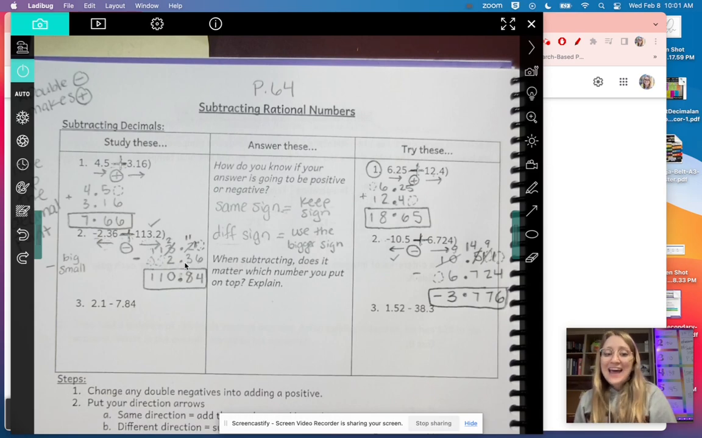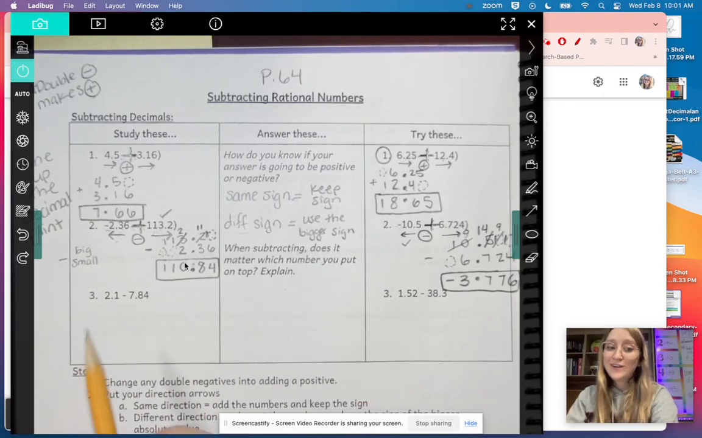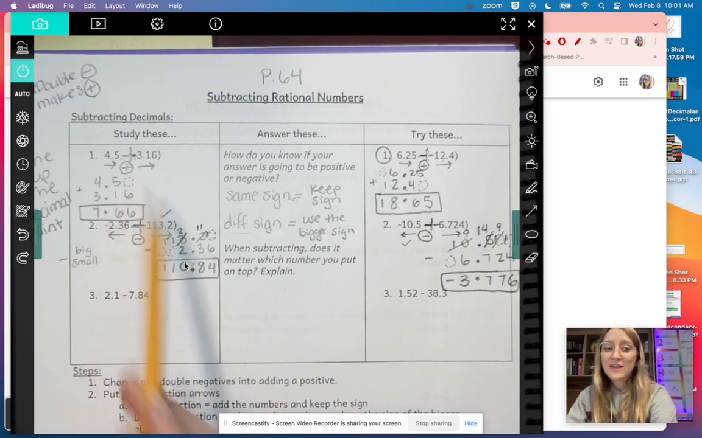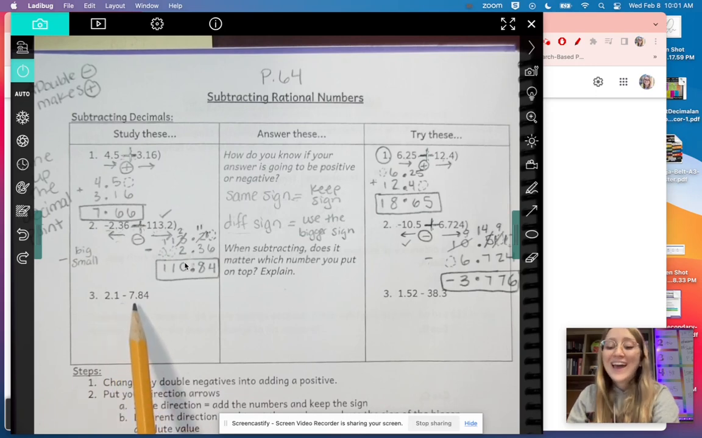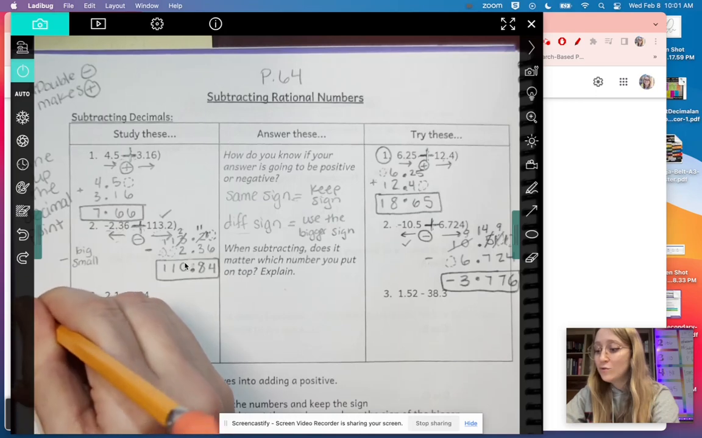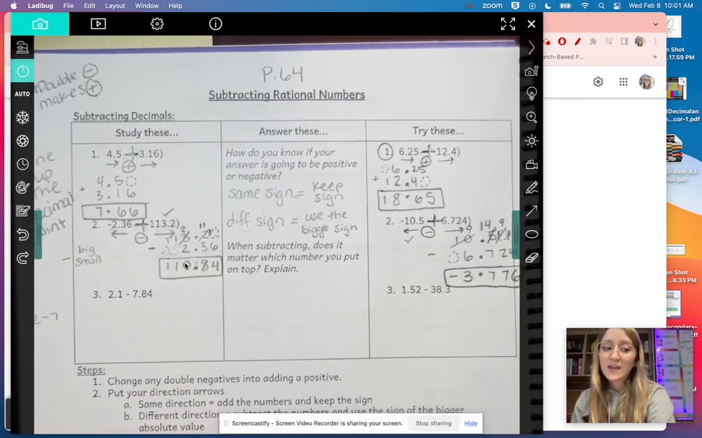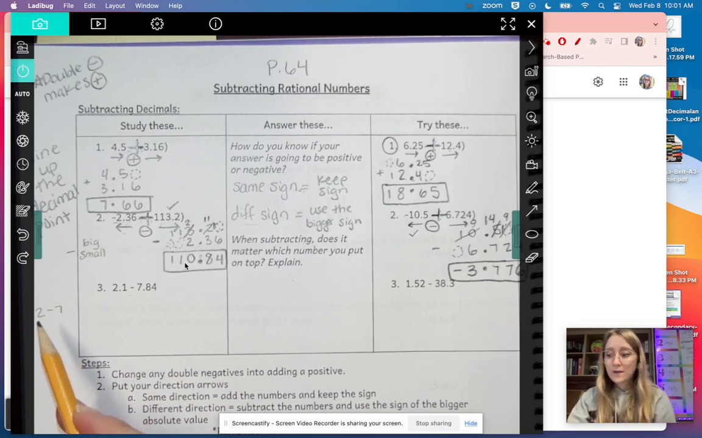Okay, last one here. We're going to look at the example on number 3. So this one is noticeably different. It looks a lot cleaner, a lot simpler, because we're not subtracting a negative like we did up here. This is just a positive minus a positive. However, this is essentially, if we're estimating, 2 minus 7. Okay, so we're taking a bigger value than we have away.